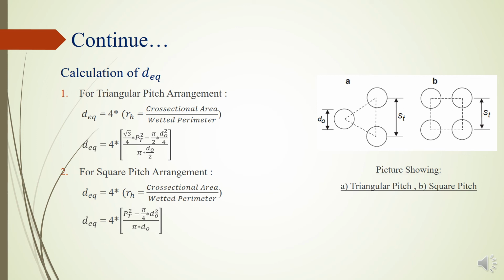Before determining the shell side heat transfer coefficient, that is H naught, we should know about the equivalent diameter. The equivalent diameter is calculated along instead of across the long axis of the shell and therefore is taken as 4 times the hydraulic radius, which is defined as the cross-sectional area divided by the wetted perimeter. So for triangular pitch arrangement, the equivalent diameter is equal to 4 times the area of that equivalent triangle which is made, that is root 3 by 4 into the side squared, and the side in this case is pitch.